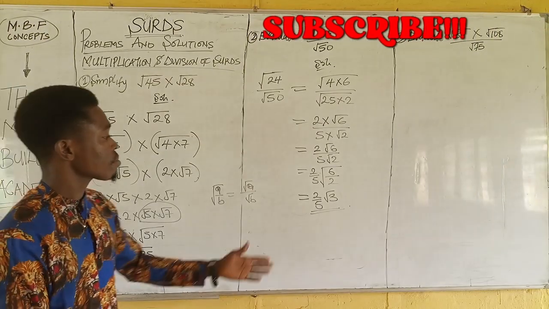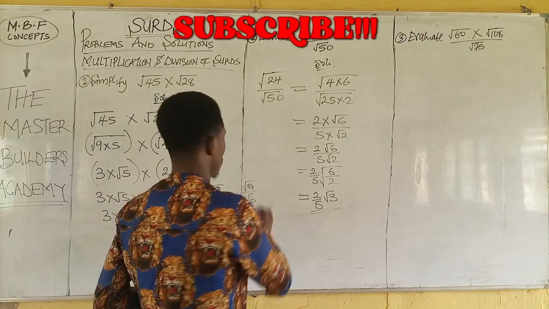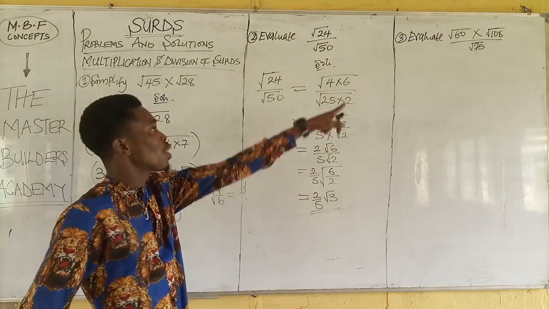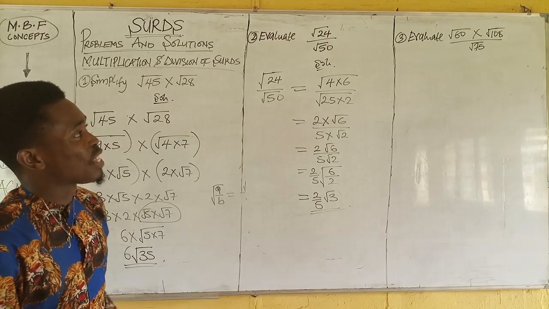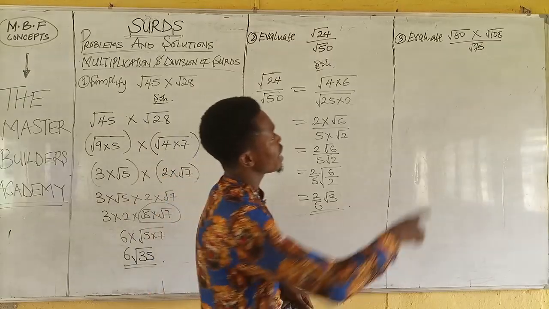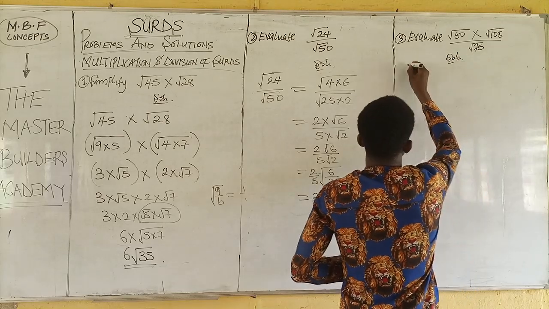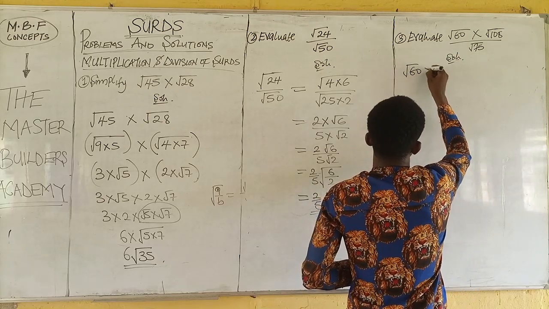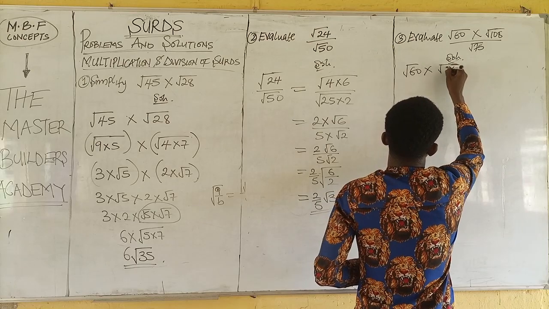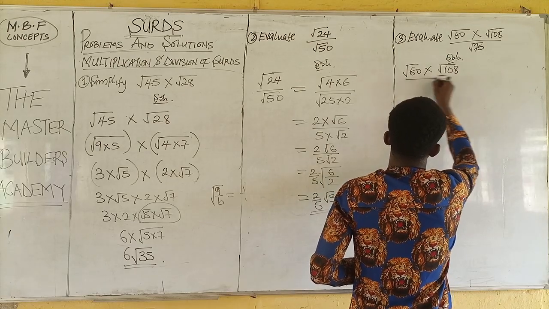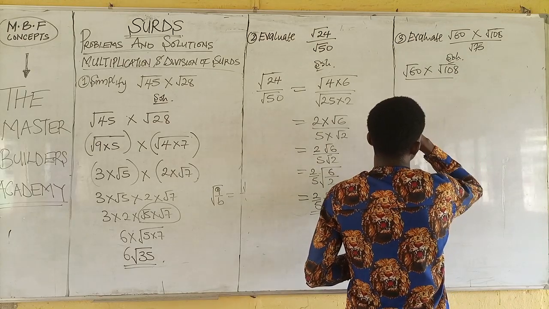Okay, guys. The next thing we are quickly going to do now is to look at question number 3. Now, in question number 3, we are given root 60 times root 108 all over.